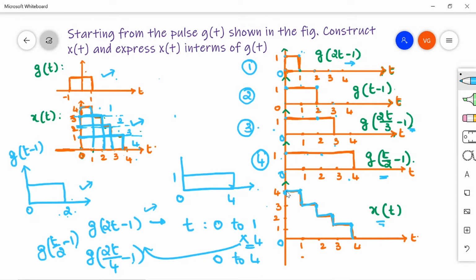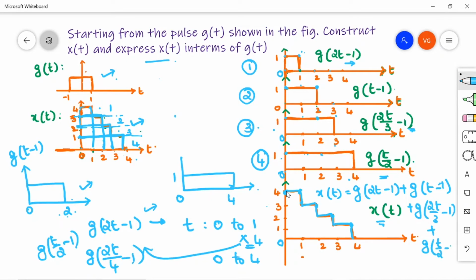Now they're asking you to express x of t in terms of g of t. So x of t can be written as the summation of all these signals, that is g of 2t minus 1 plus g of t minus 1 plus g of 2t by 3 minus 1 plus g of t by 2 minus 1. So this is how I can write x of t in terms of g of t.